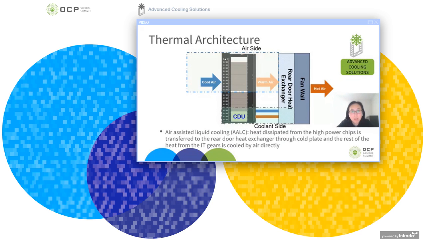So at the thermal architecture level, it is an air-assisted liquid cooling system, which means the heat dissipated from the high-power components, such as the CPU and the GPU, is transferred to the rear-door heat exchanger through the cold plate, and the other heat from the IT gear is cooled by the air directly.